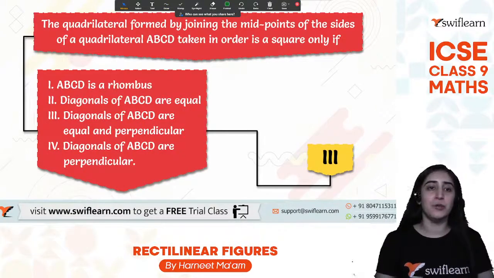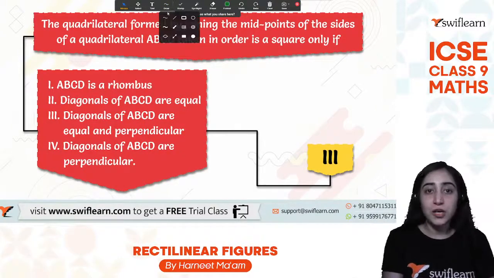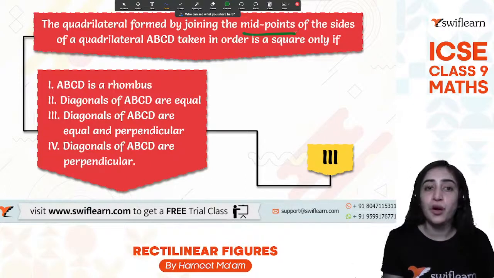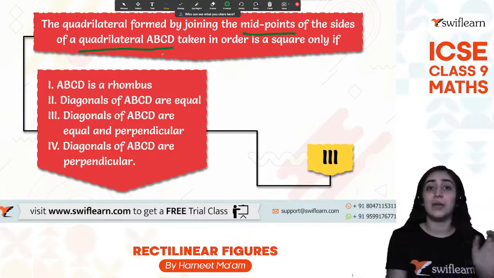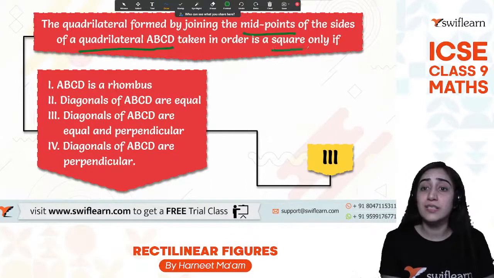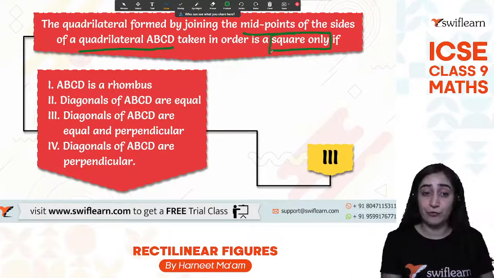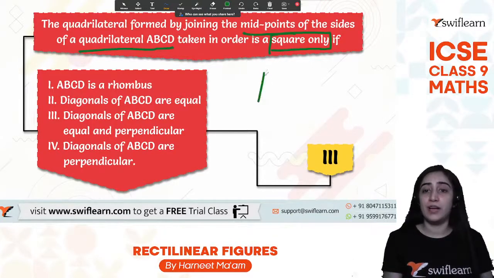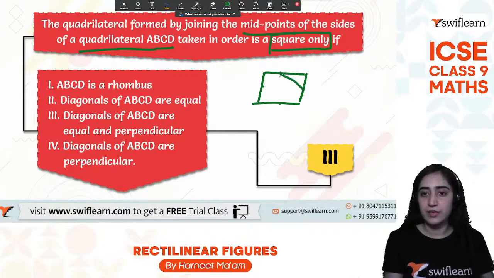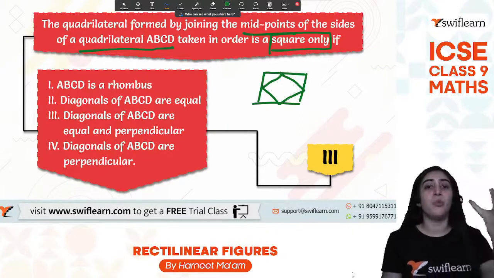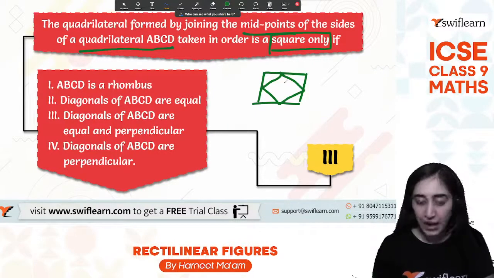Let's see how many of you can do this one. The quadrilateral formed by joining the midpoints of the sides of a quadrilateral ABCD taken in order is a square only if, what are we saying? We took a quadrilateral and joined its midpoints. I'm trying to make a rough figure so that you can understand. It will always and only be a square with what situations that should happen.